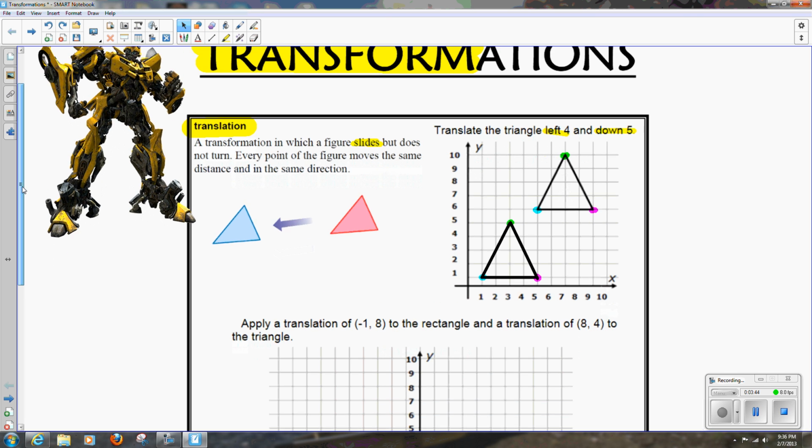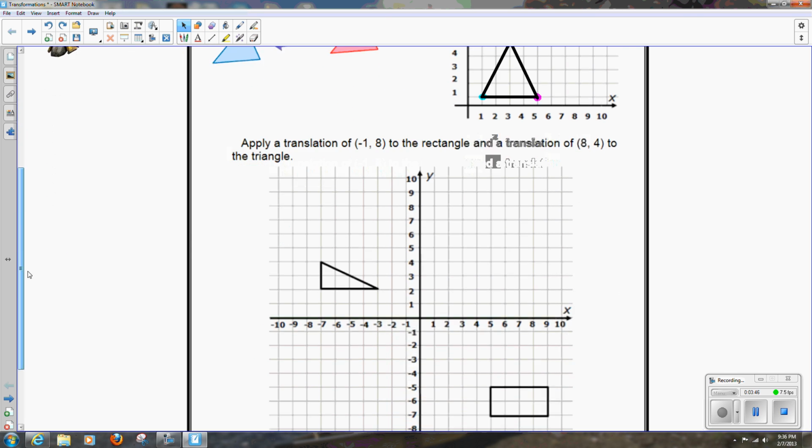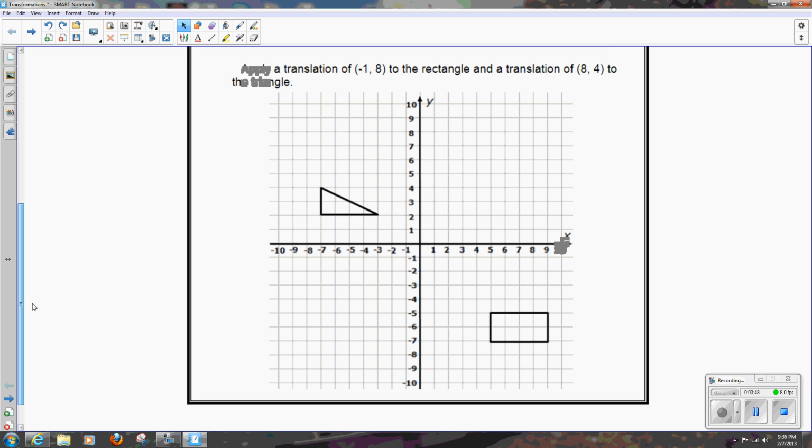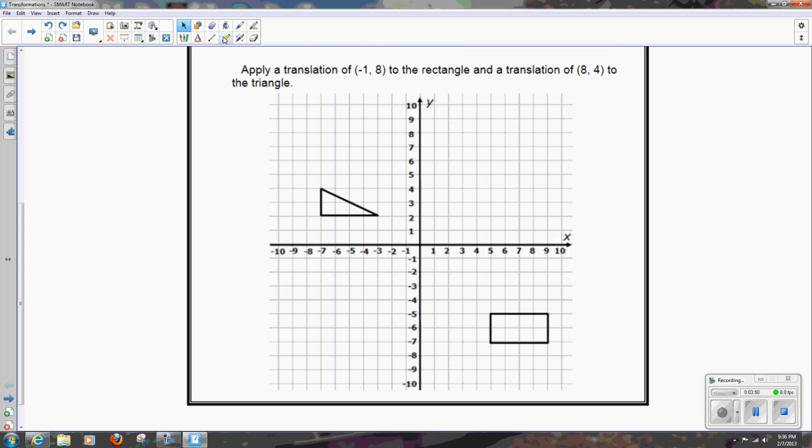So let's move down and we'll look at more of a 7th grade level problem. All right, this one says that we need to apply a translation of -1/8 to the rectangle and a translation of 8/4 to the triangle. So translation means that we're going to be sliding. We know that we're not going to be turning or flipping it over in any way. We're just going to keep it the same direction but slide it to a new spot.